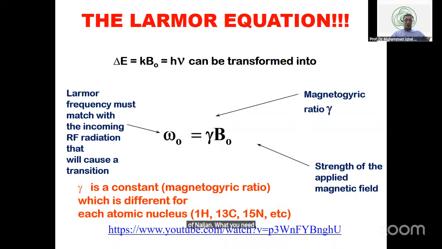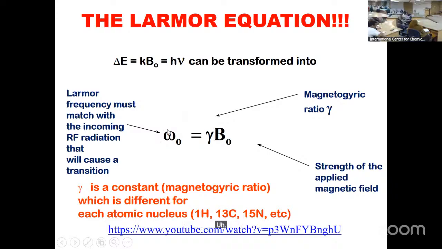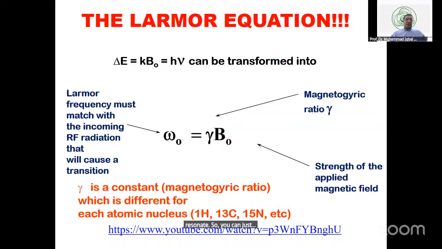What you need to do, the magnetic field is constant. For the machine with a superconducting magnet, the machines which you have seen in our NMR laboratory, each machine has a constant magnetic field. If you wish to detect one element, you just need to focus on the Larmor frequency at which that particular element resonates. So you can just tune your frequency and detect it.